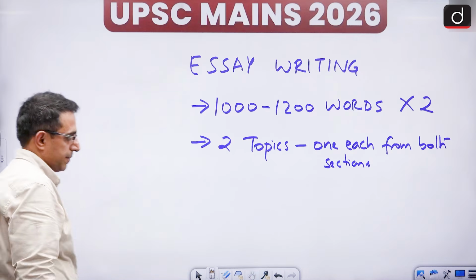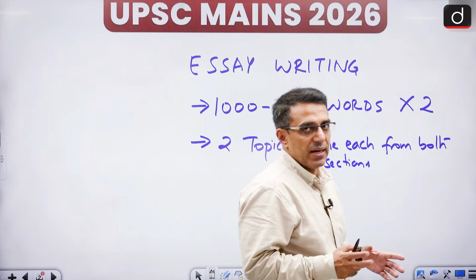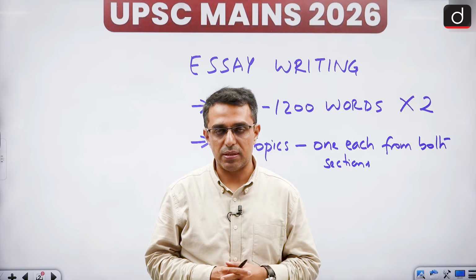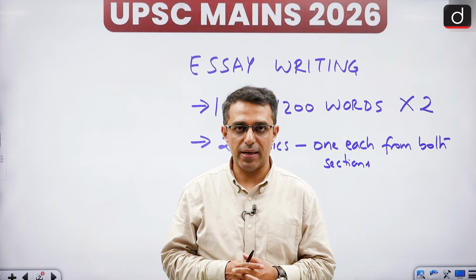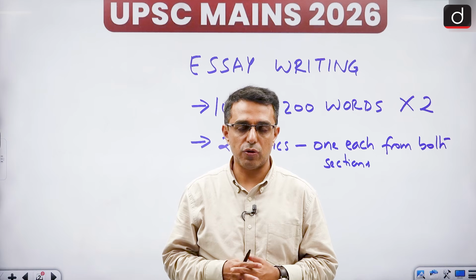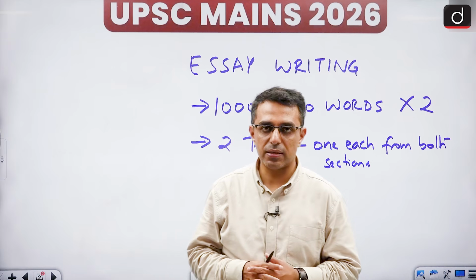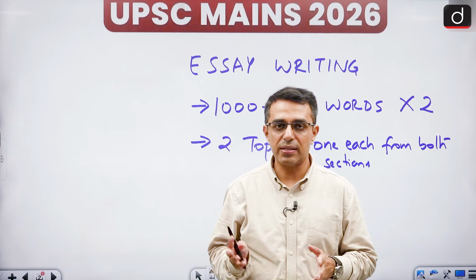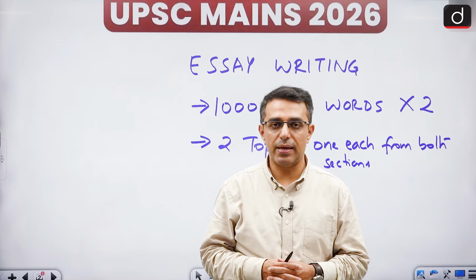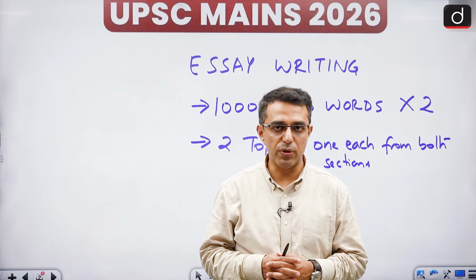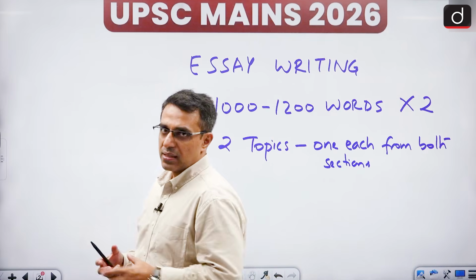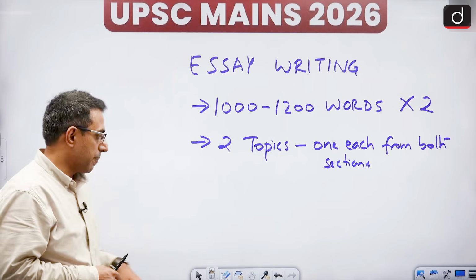attempt the questions. So in the UPSC essay paper, we get total 8 topics divided into 2 sections, section A and section B. In section A, we have 4 topics, and section B also we have 4 topics. We have to select one essay topic each from both the sections, and we have to write an essay in around 1000 to 1200 words. Right. So that is the task that we have in the essay paper.